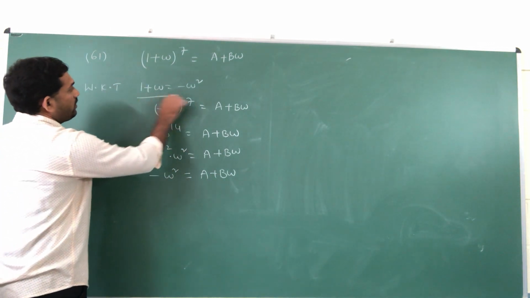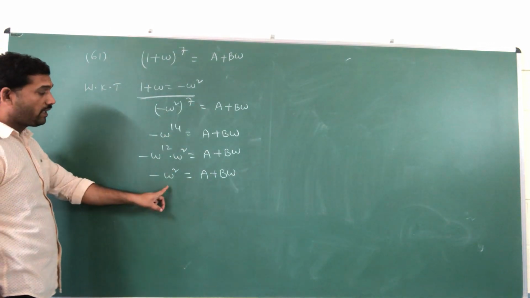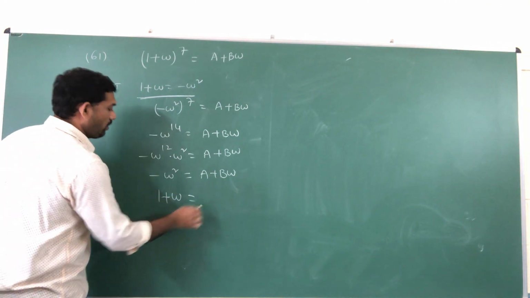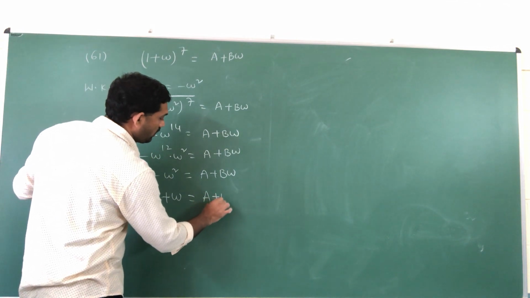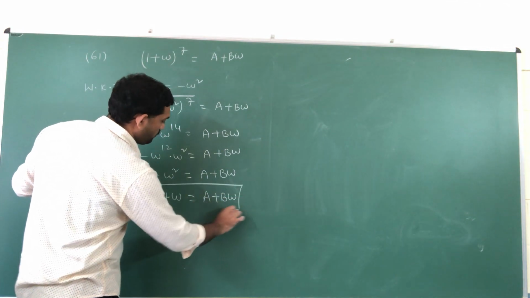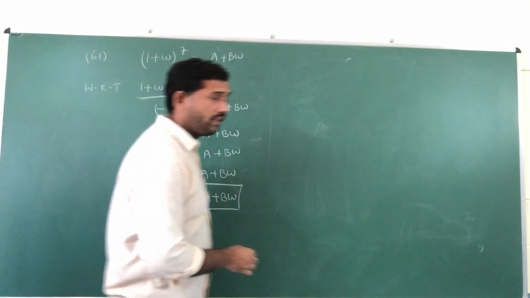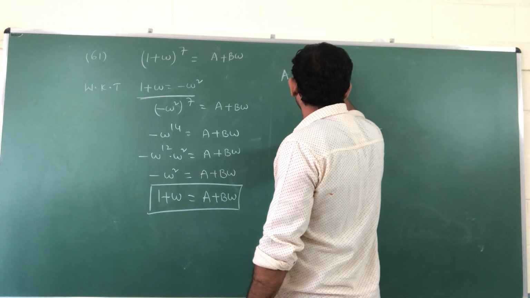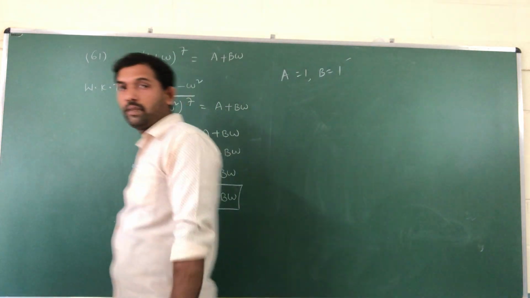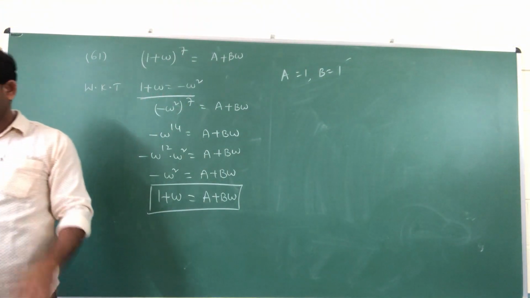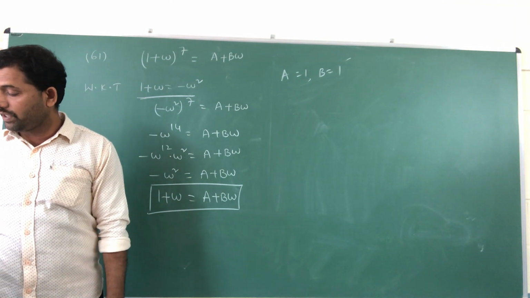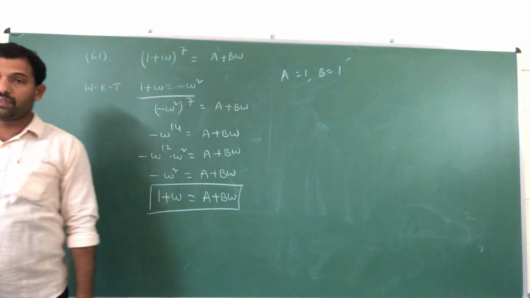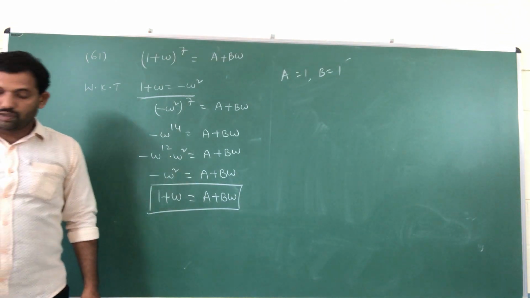Minus omega square is equal to what? 1 plus omega. 1 plus omega is equal to a plus b omega. Therefore, comparing these two, a is equal to 1, b is equal to 1. So the point a comma b is 1 comma 1. Note down fast.